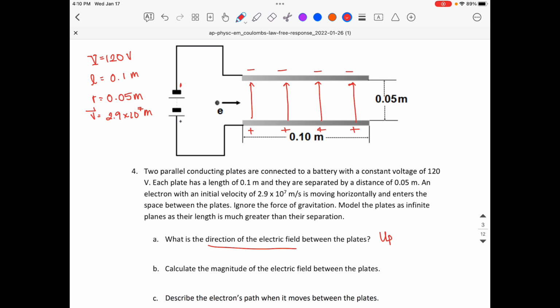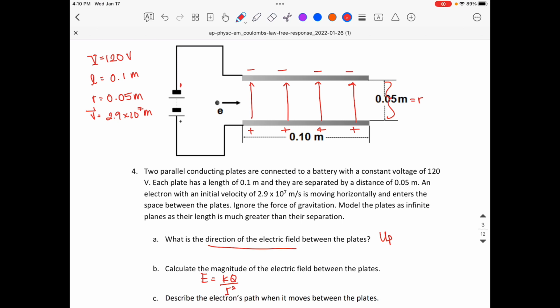Okay, so when we're calculating the electric field, we have the equation E equals KQ over R squared. And we have all of the information given. This R is representative of the distance between my charged plates, so that's already given. This is R. And then we've got K.